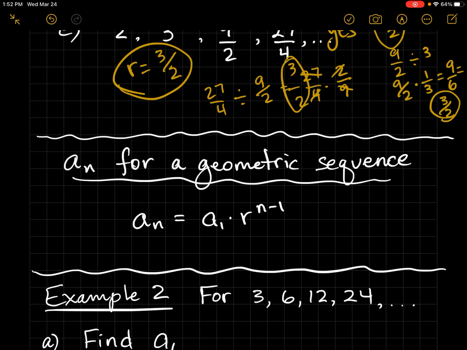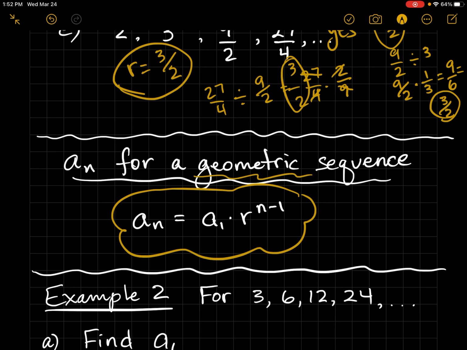Now, A sub n for a geometric sequence is A sub n equals A1 times R to the n minus 1. Make sure you memorize this formula. This is A sub n for a geometric sequence.